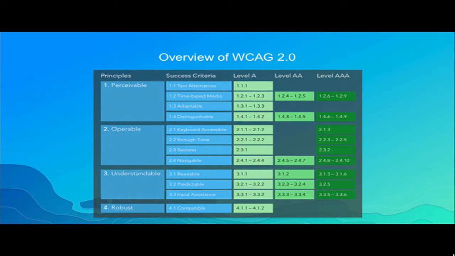So for each principle, there's multiple success criteria. And then for each criterion, you have different levels of compliance. So level A is the lowest level, and level AA, AAA, you go higher. Usually we recommend meeting the level AA requirement.